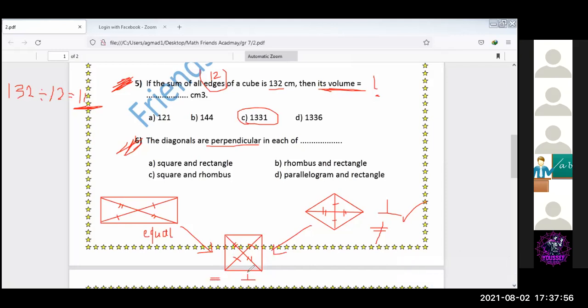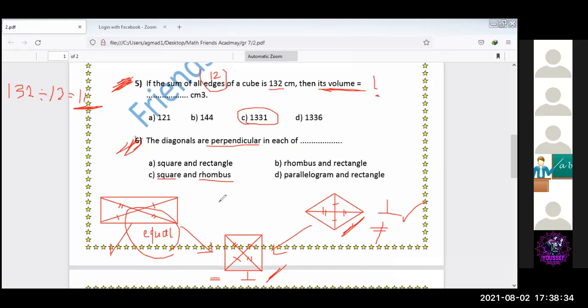You got it now? We are speaking about diagonals. If he is asking about the diagonals are perpendicular, where and where? We have rhombus and the square, sorry. If he is asking about the diagonals are equal, where and where? Rectangle and also square. Square is common between them, equal and perpendicular. So the diagonals are perpendicular where and where? Square and rhombus. Okay, grade 7, do you have any question here?